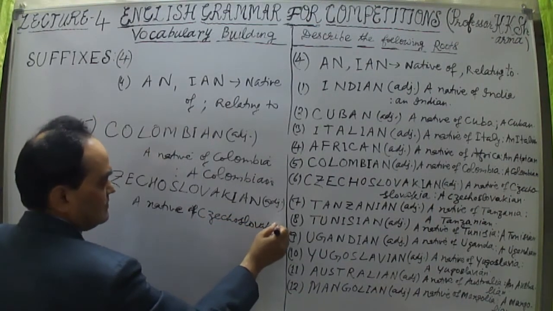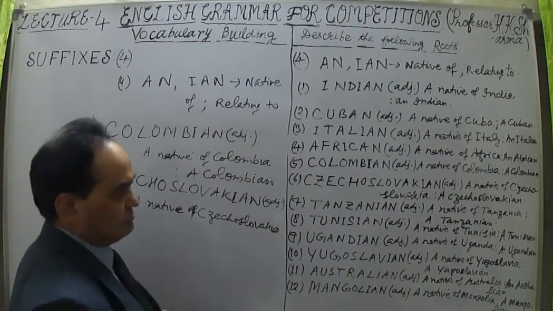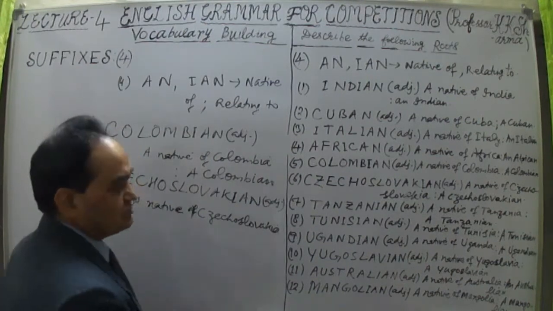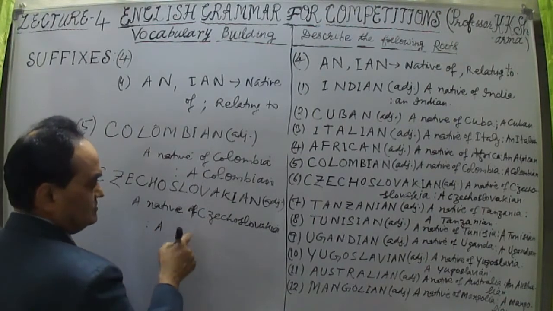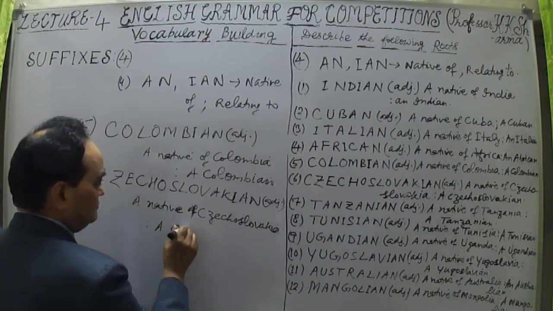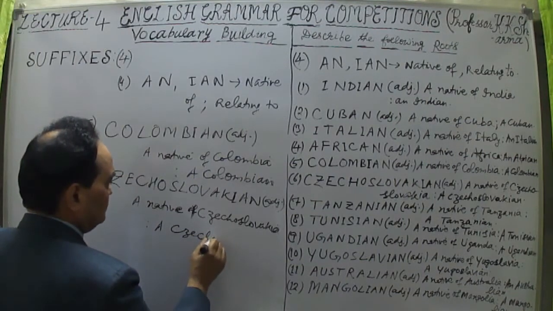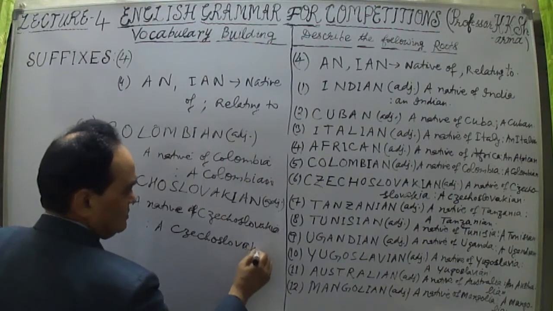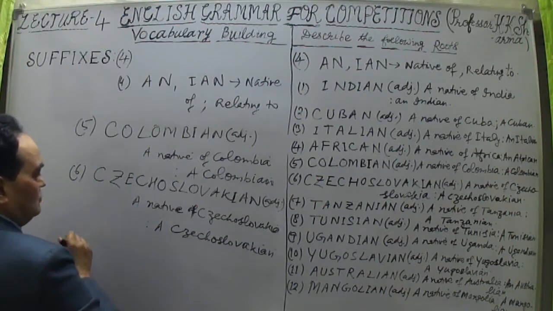C-Z-E-C-H-O-S-L-O-V-A-K-I-A, Czechoslovakia. So a native of Czechoslovakia, a Czechoslovakian. What is the person known as? A Czechoslovakian, right? C-Z-E-C-H-O-S-L-O-V-A-K-I-A-N, a Czechoslovakian.